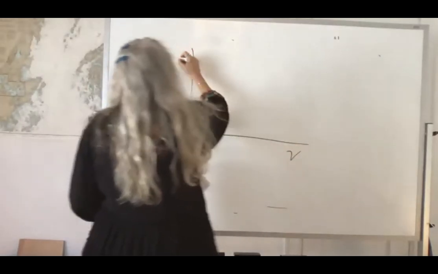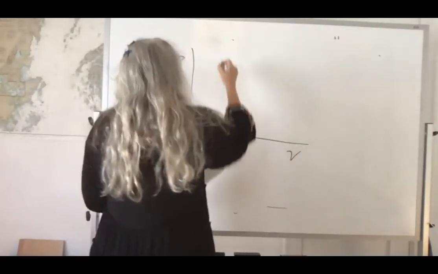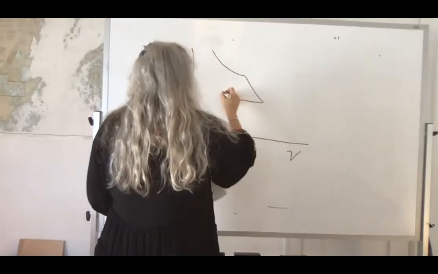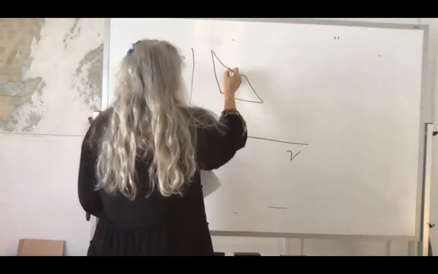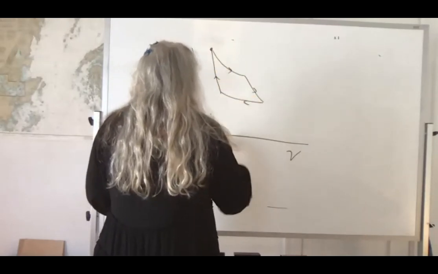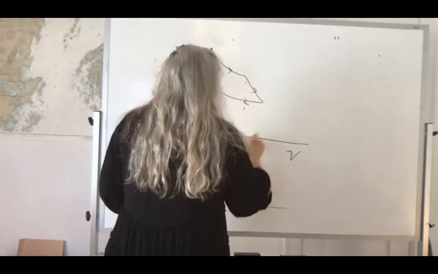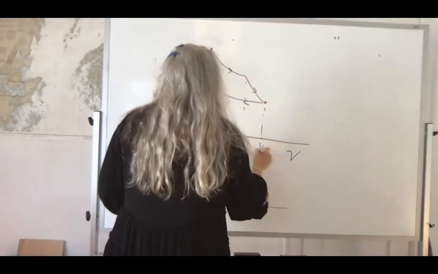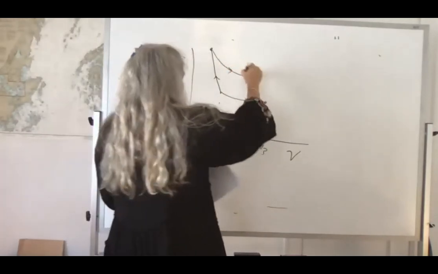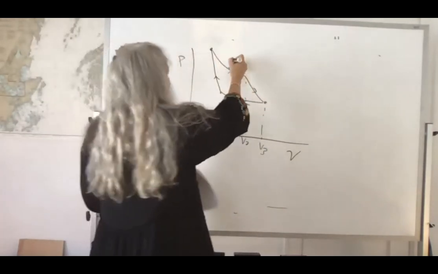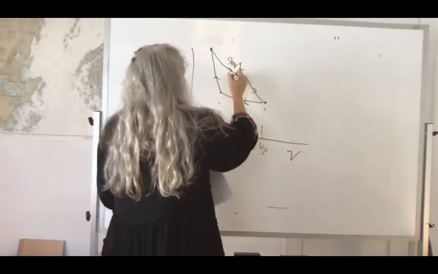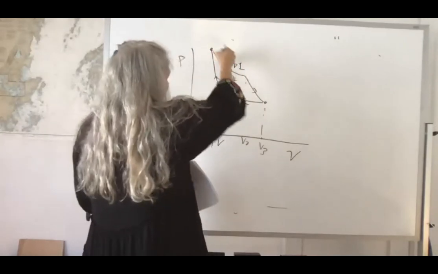So V and P, and it looks something like this, and then it goes this way, and then it goes like that. This is at V1, this is V2, this is V3, and that's V4. And this one, this is volume increasing, so this one is step 1. And this one is at TH. So this is on an isothermal curve.